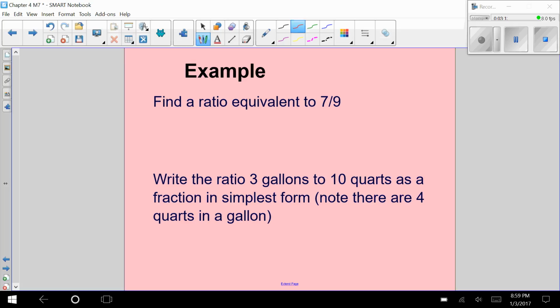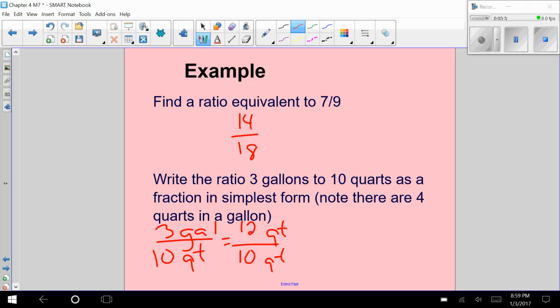All right, to do this, a ratio equivalent to 7/9, you could write any number of them. I like to just go with the simple one, 14 over 18. The ratio of 3 gallons to 10 quarts, you should have done 3 gallons over 10 quarts. Well, then we should change 3 gallons into 12 quarts over 10 quarts, and then that'll simplify to 6 over 5.